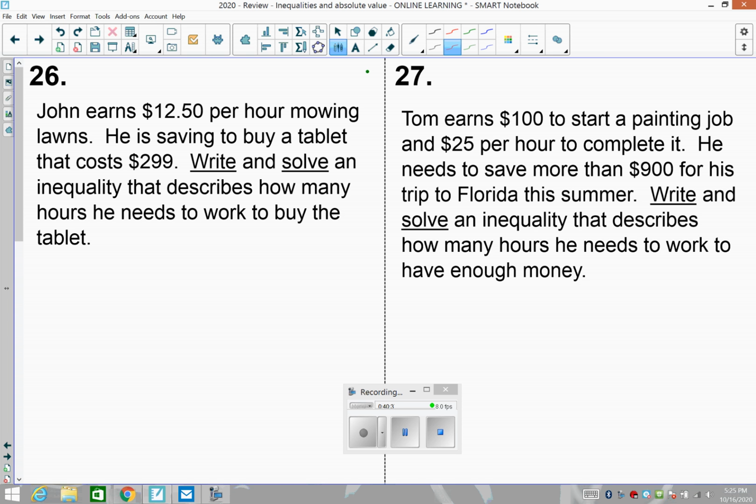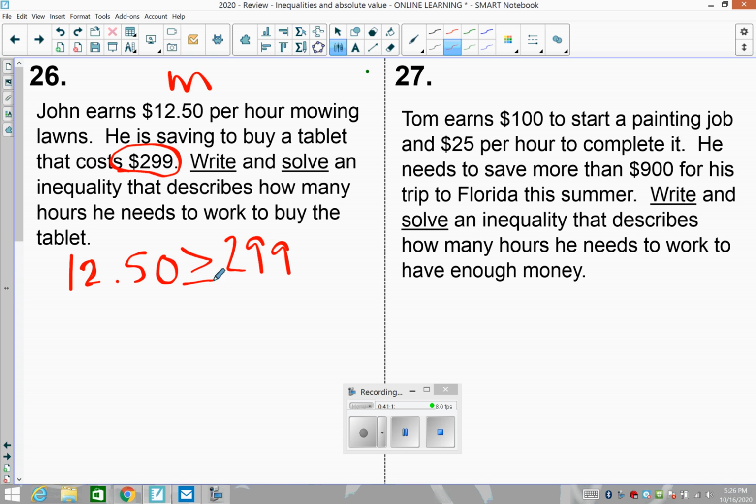John earns $12.50 per hour mowing. Okay, so that would be a slope. He's saving to buy a tablet that costs $2.99. Write and solve an inequality that describes how many hours he needs to work to buy the tablet. So $12.50 per hour. And he needs to make at least $2.99. Or equal to, he can buy it.